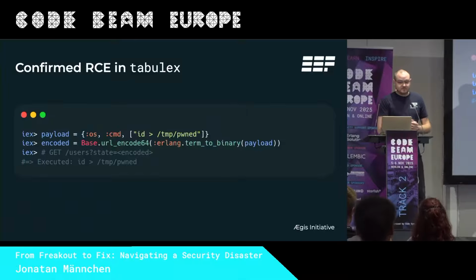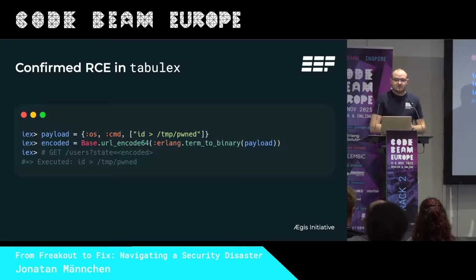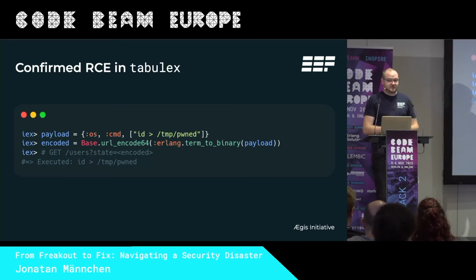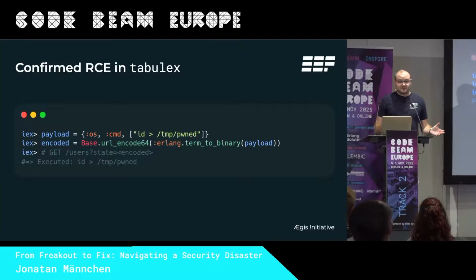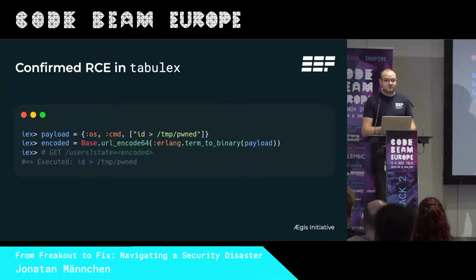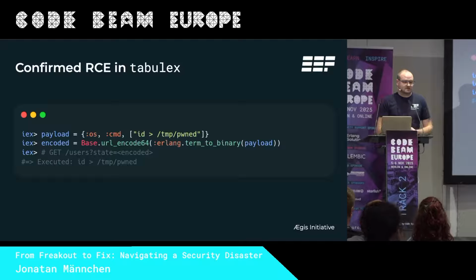Time to verify. I crafted a little payload tuple pointing at an OS command, wrapped in a base64 URL parameter, and dropped that into tablex's state. On the server side, tablex decodes it with binary_to_term, and then naively calls apply on it. And that's it, we have remote code execution. In plain terms, if I send a query parameter state with some evil string, the server will run whatever system command we've embedded. So we've just confirmed tablex up to 1.3.7 is fully compromised.